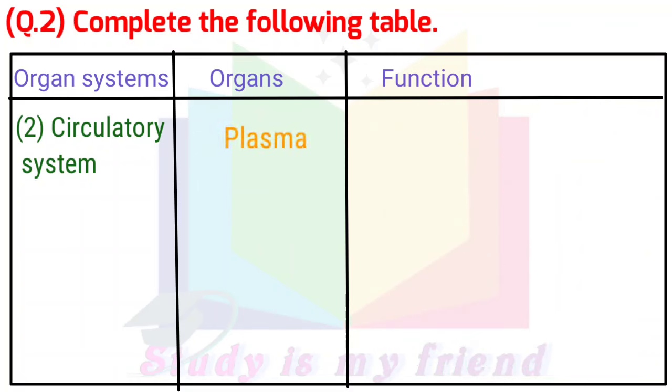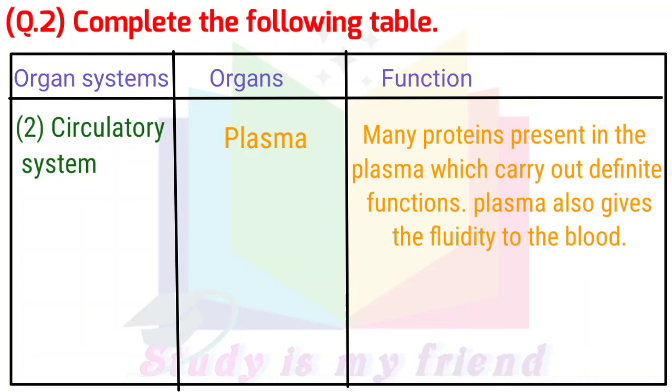Organ: plasma. Many proteins present in the plasma carry out definite functions. Plasma also gives fluidity to the blood.